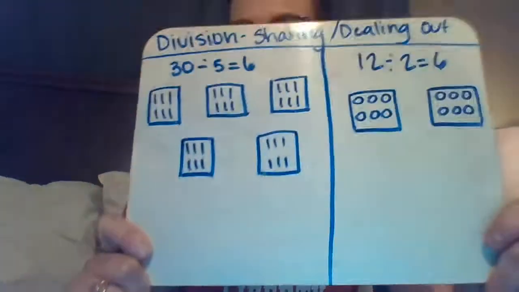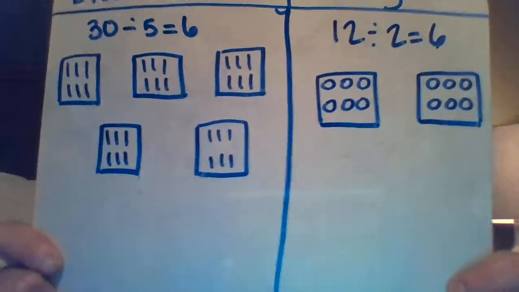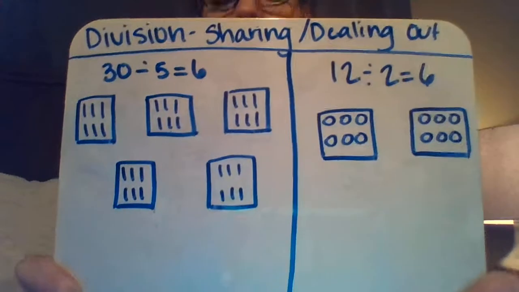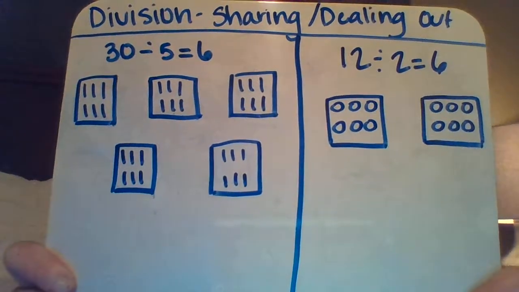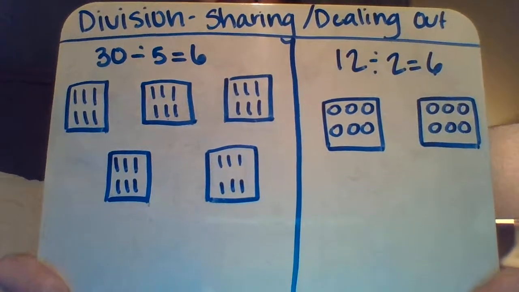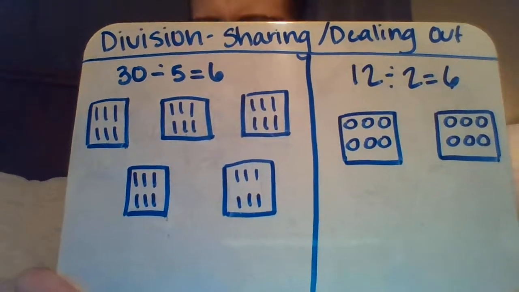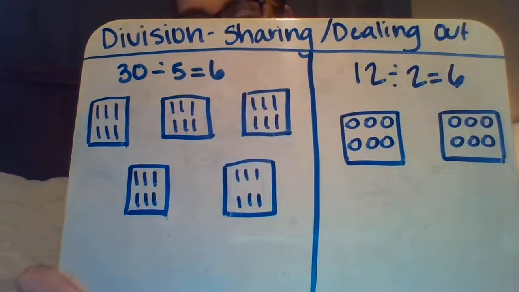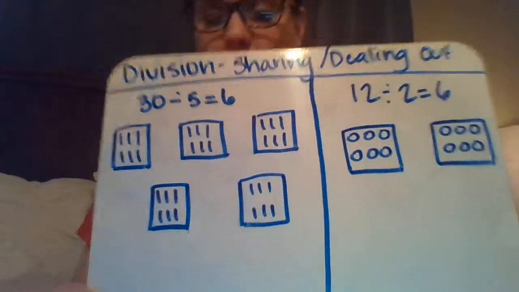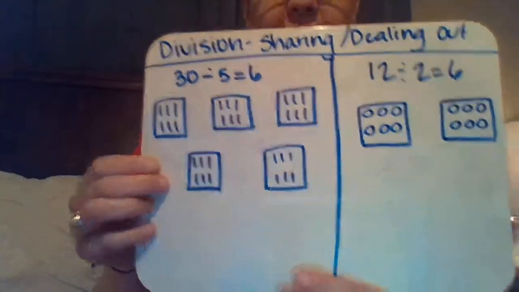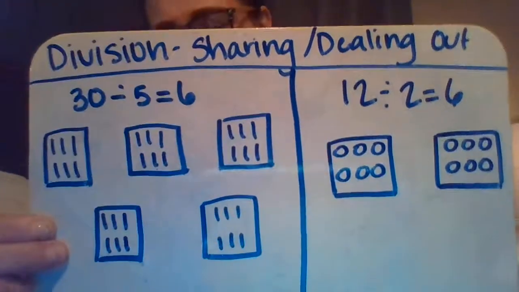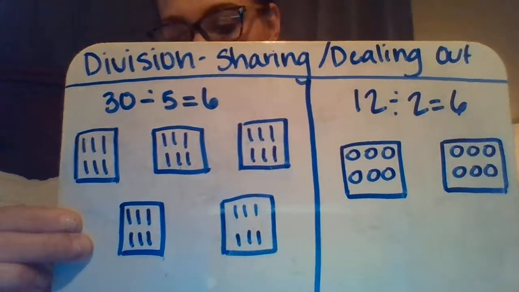For division, I did the sharing, dealing out strategy. Basically, the goal with the sharing, dealing out strategy is that the student associates the divisor with the number of groups between which the whole is being shared. So this first example right here, 30 divided by 5 equals 6.